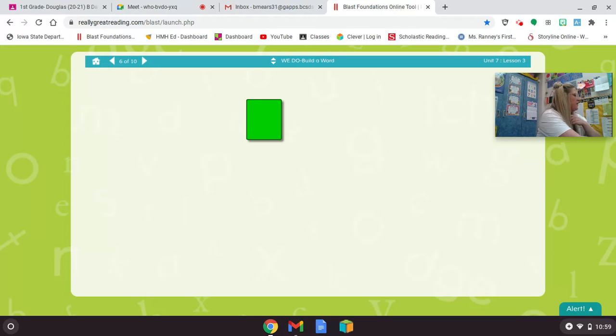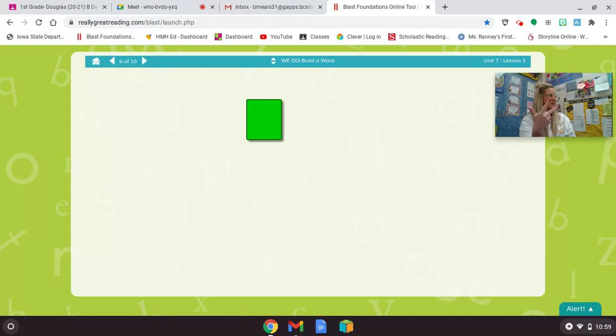Good job. Okay, the next word we're going to build together is the word red. It's a color word. Red. The bright red fire truck drove by. Red. Ready? Let's stretch it together. Red.